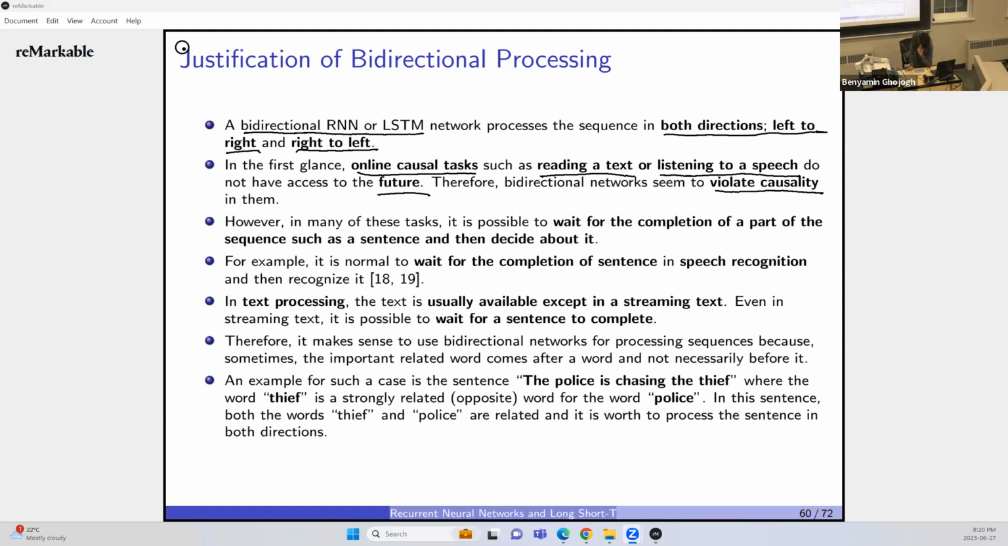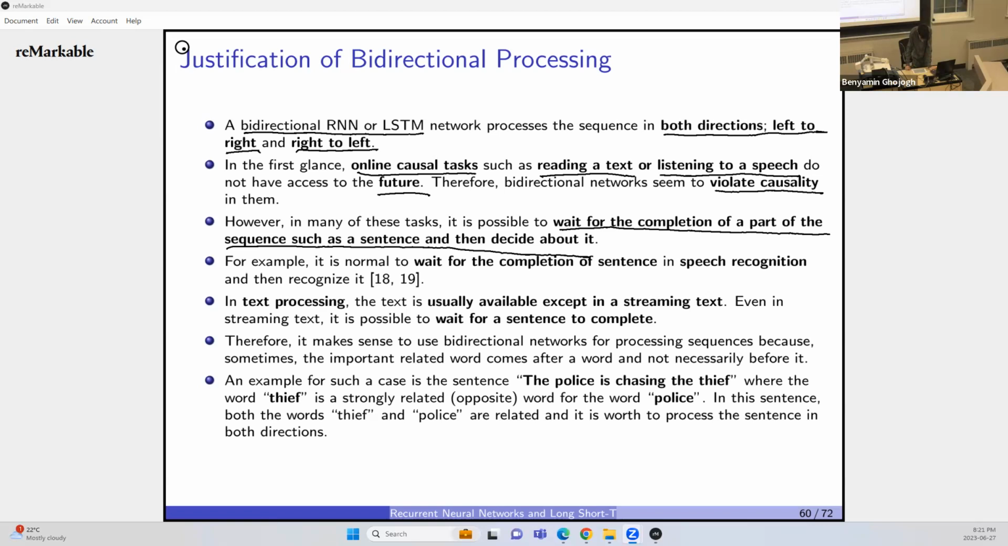However, in many of these tasks, it is possible to wait for the completion of a part of a sequence, such as a sentence, and then decide about it. What do I mean? For example, in speech recognition, I can wait for a sentence to be completed. And then I have the whole sequence. I can process it in both directions. Or in text, I already have the text if it is not being generated, right? If it is being generated, I can wait for a sentence to be completed and then process it, right?